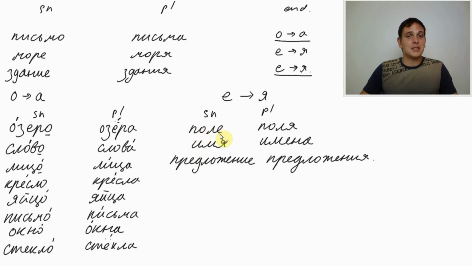Поле is field. And if we got a word ending in «е», we replace it with «я». Поля. Предложение is offer or sentence. And we got a word ending in «е», and we replace it with «я». Предложения.